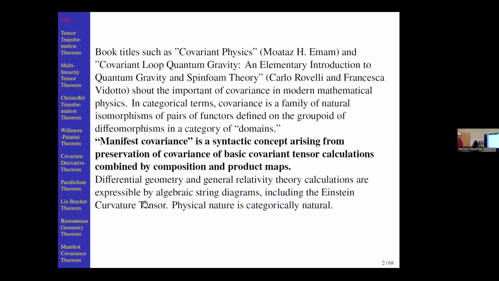This is the abstract for the talk. I put in bold the only thing worth reading, other than setting it up about the importance of covariance in physics, especially relativistic physics. The point is that it's a syntactic concept. And the word manifest means that you can look at a formula and tell that it's covariant if you know the syntax. And I'm going to explain that.